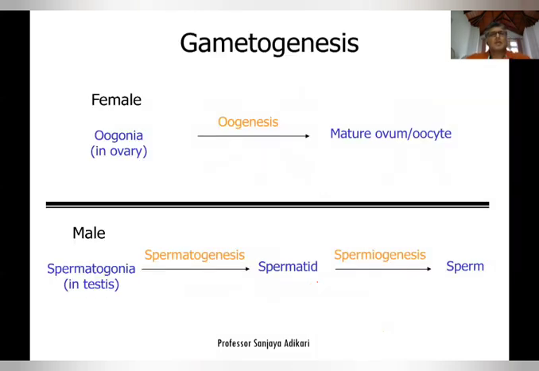Then a few things about gametogenesis. Genesis means production. Okay. So gametogenesis means formation or production of sperms and ova. So you have two terms there. Gametogenesis is the common term. Production of ova is called oogenesis, and production of sperms is called spermatogenesis. Okay, so that is clear.